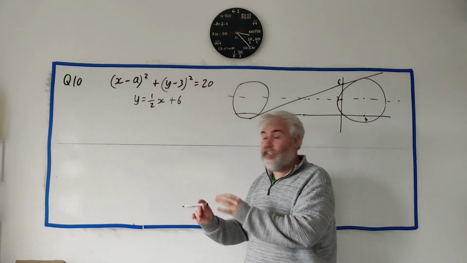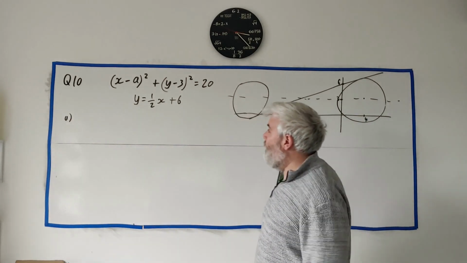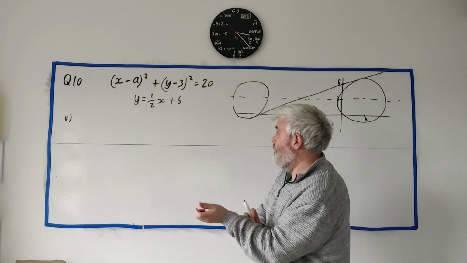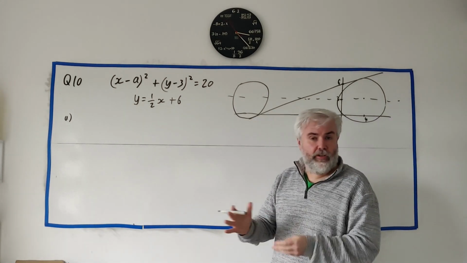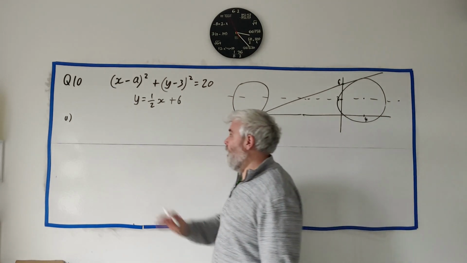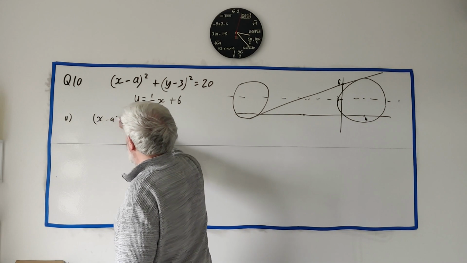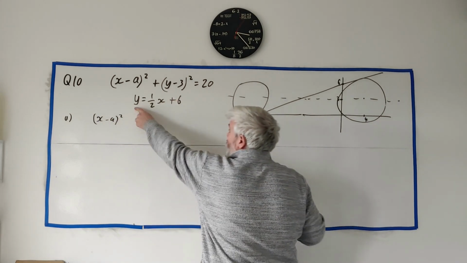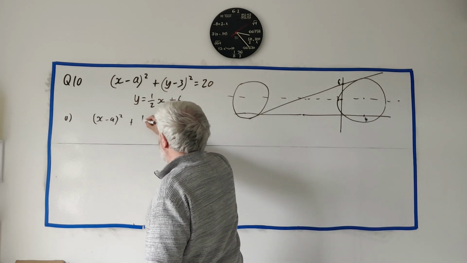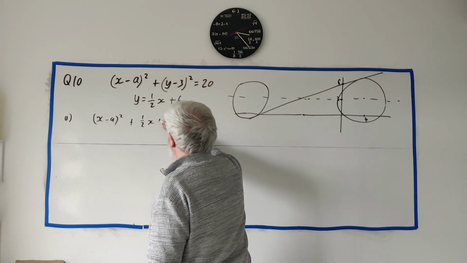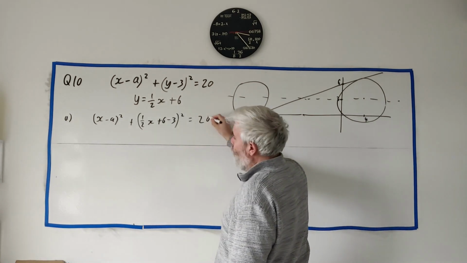Okay, let's get into answering the question how you should. I would equate these 2 together. They'll regularly give you a circle and a line, and you've got to put them together. I usually just write the circle again and then put the line in. So y equals, instead of y, put this in: plus a half x plus 6, minus 3, all that squared equals 20.